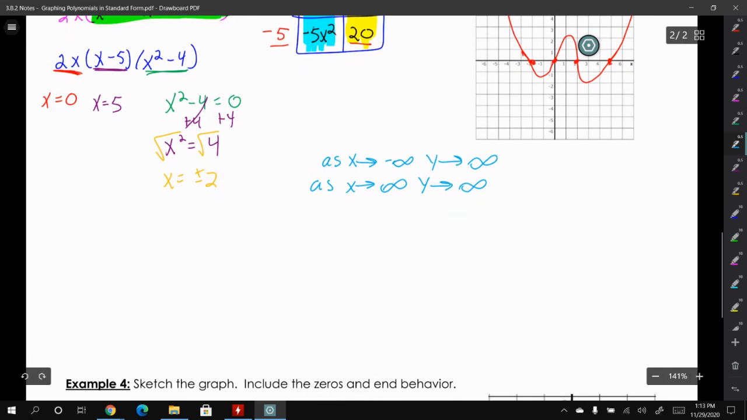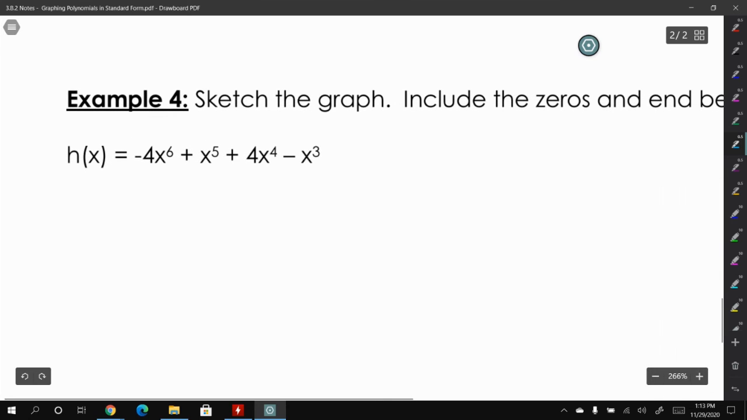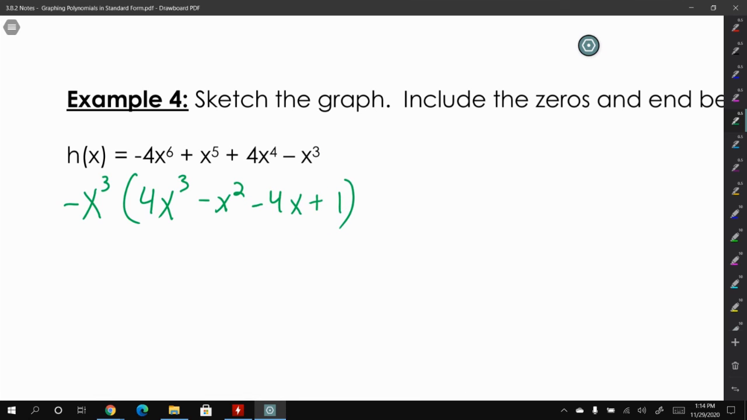All right, now let's look at this last problem here. So let's look at these terms, and we can factor out an x to the third power because they all have that in common. And since our leading coefficient is negative, I'm going to factor out a negative x to the third. So that makes factoring a bit easier. So we're left with 4x to the third minus x squared minus 4x plus 1. Because remember, when you factor out a negative number, all of your signs will change from negative to positive or positive to negative. So we are now left with this to factor.